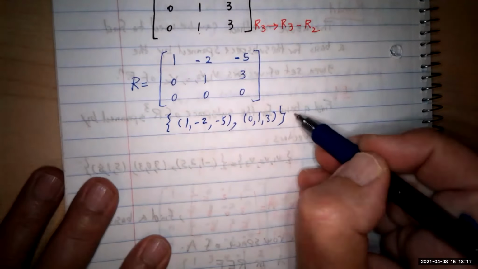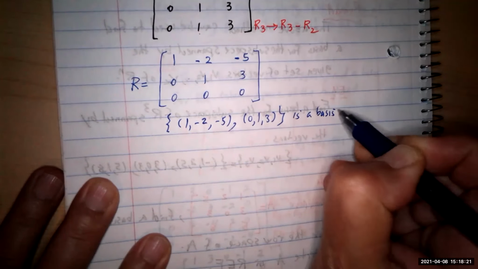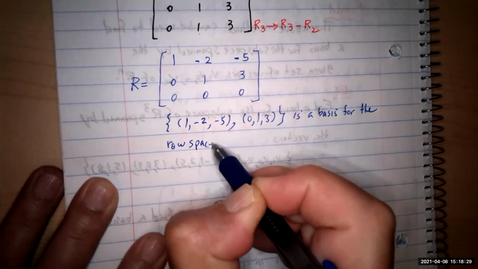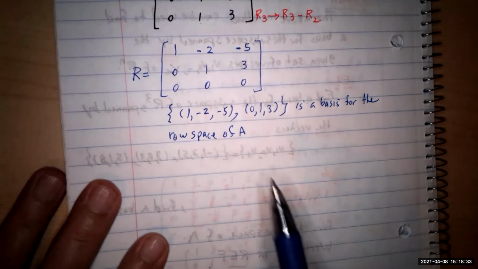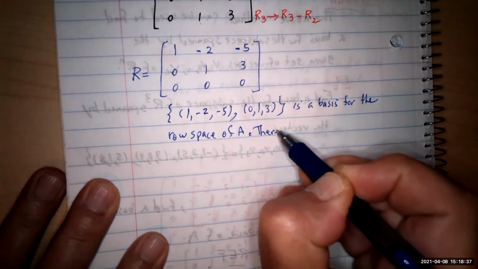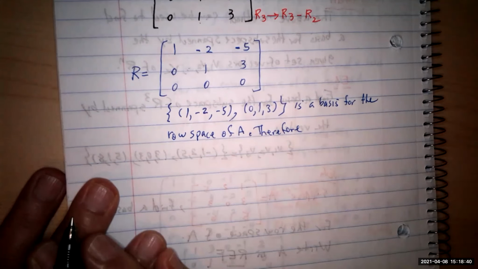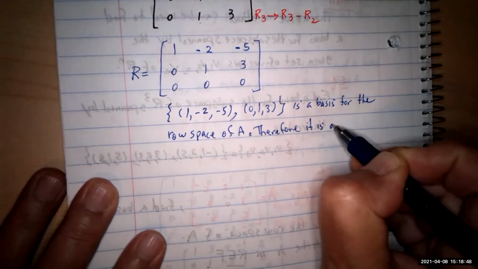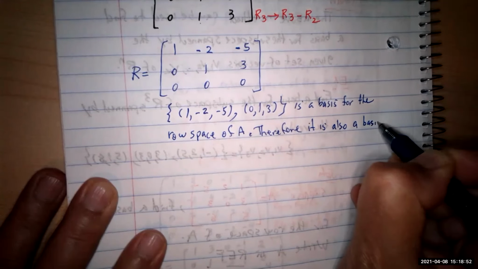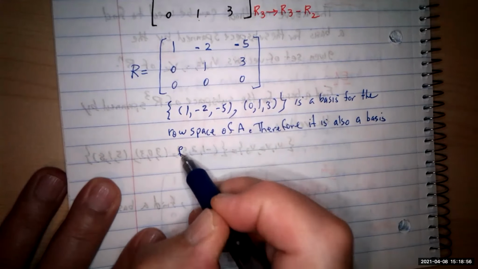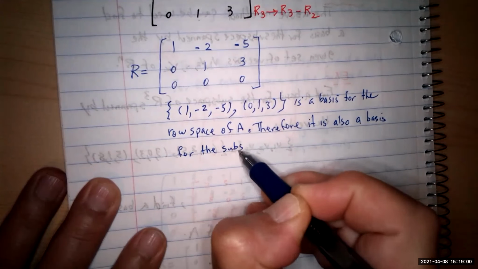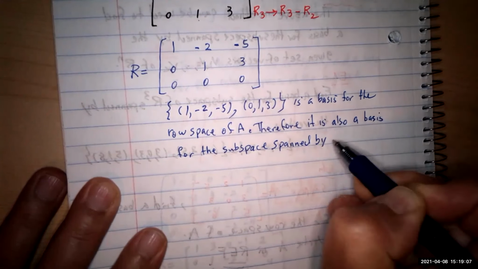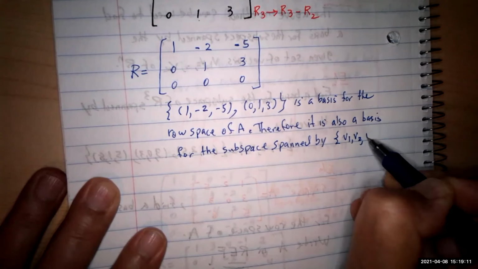Is going to be what? Is a basis for the row space of A, which is equivalent to what? And so therefore, this is going to be 1. It's also a basis. Okay, therefore, it is also a basis for the subspace, because that's the definition. Subspace is spanned by those three vectors, V1, V2, and V3.